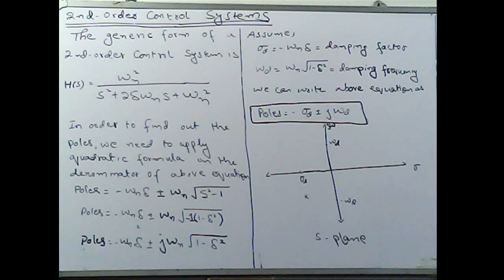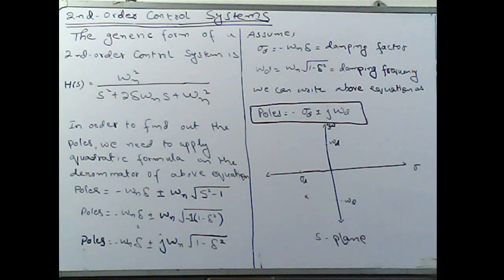Okay, let us do some simple transformations. Let us take out minus 1 common from this denominator term, which is given here. After taking out minus 1 common from this equation, it can be written as minus 1 bracket 1 minus zeta square, or we can also write it as minus omega n zeta plus or minus j omega n under root 1 minus zeta square. So we have converted this equation into a complex number.